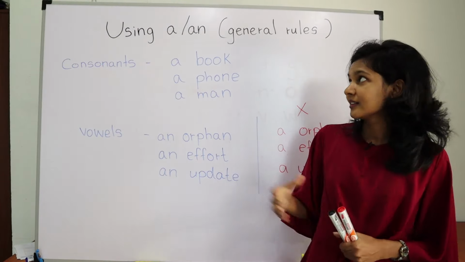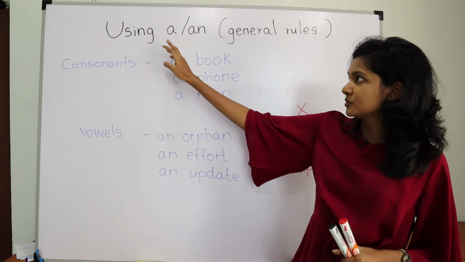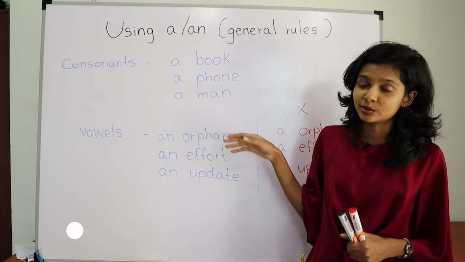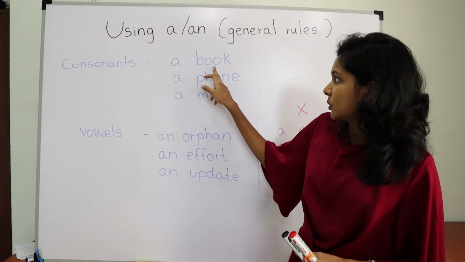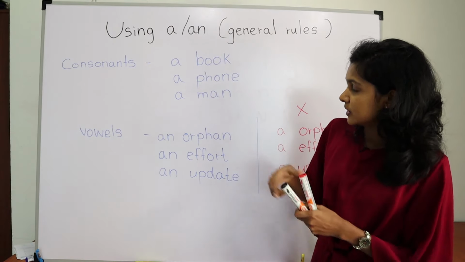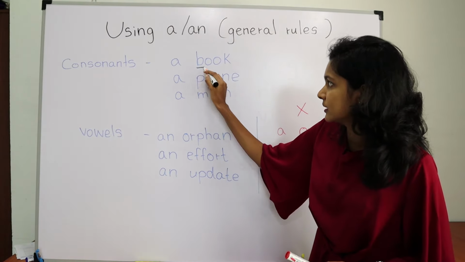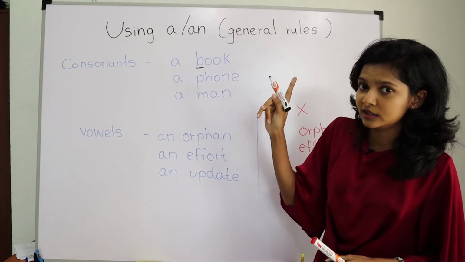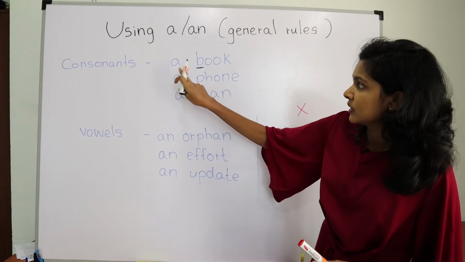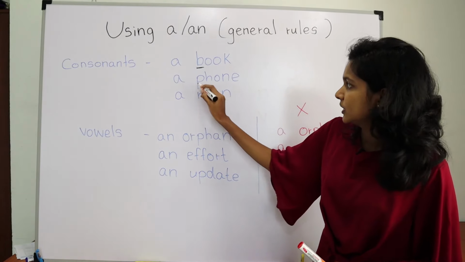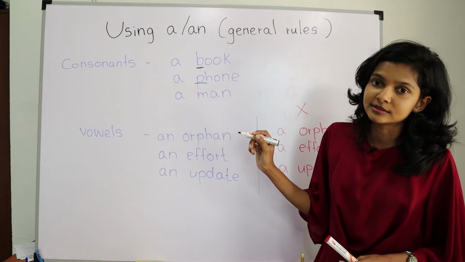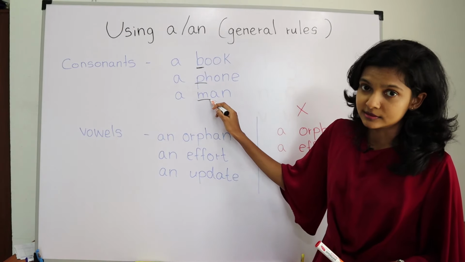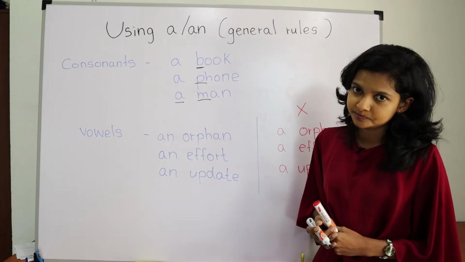Right, now let's learn the general rules of using a or an when we write words starting with either vowels or consonants. Now here, look here. The word here starts with a consonant, that is B. So when we are going to talk about one thing, one book in singular form, we use a. Here also this P is a consonant, so we use a here. This M is a consonant, so we use a.